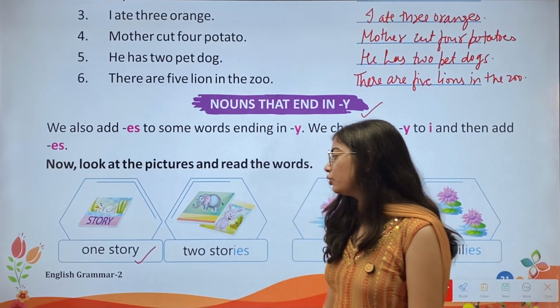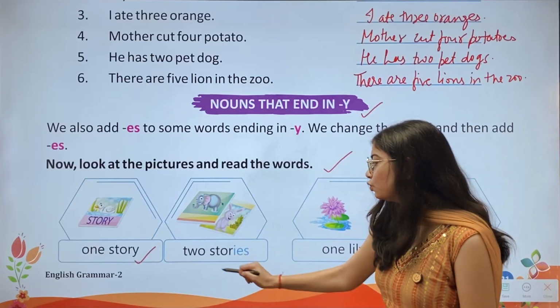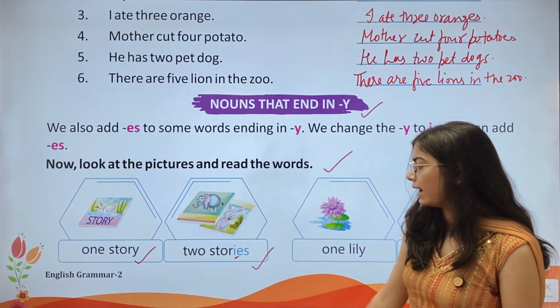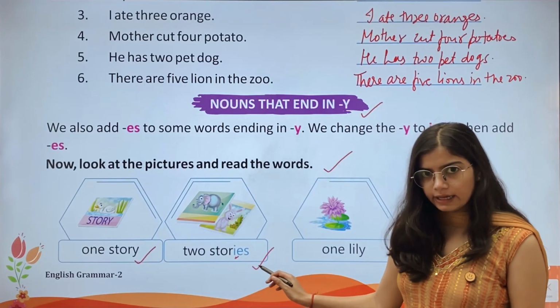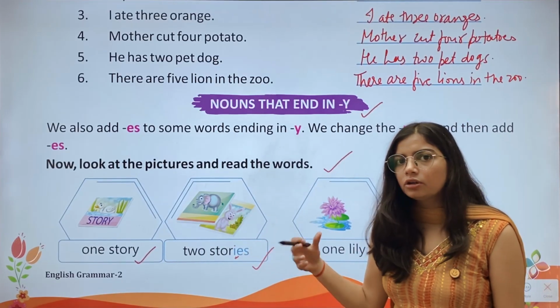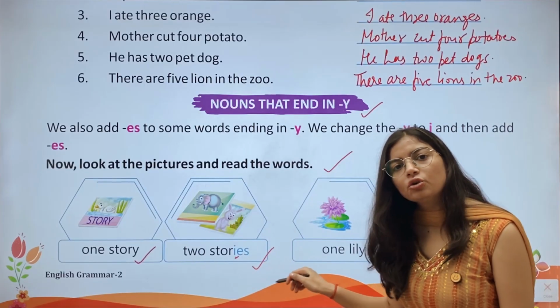One story. Now, two stories. Here you can see y is changed into i and we have added es. So, that's how we make the plural of story, which is stories.